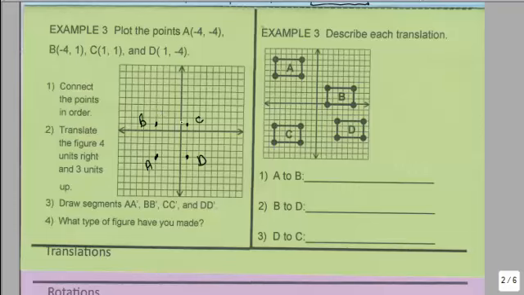So 1, 2, 3, 4, 1, 2, 3. This is B prime. C prime. Oh, oops. Not there. 3 units up. And that is A prime and C prime. Oh, it did say connect to your original A, B, and C.